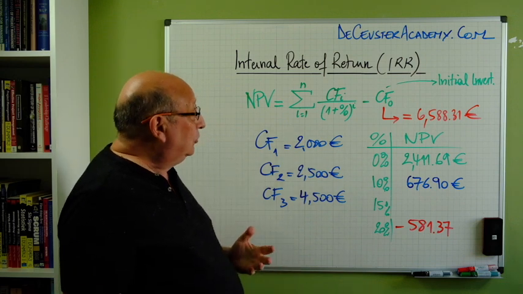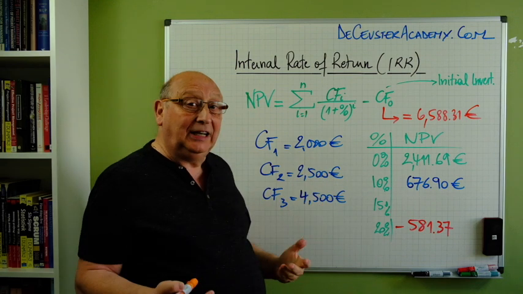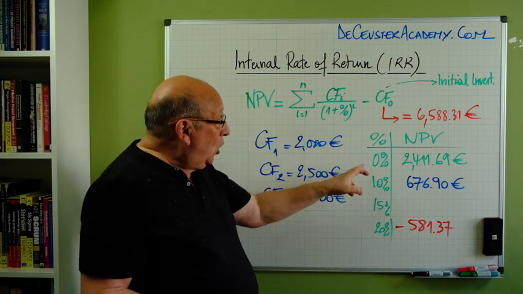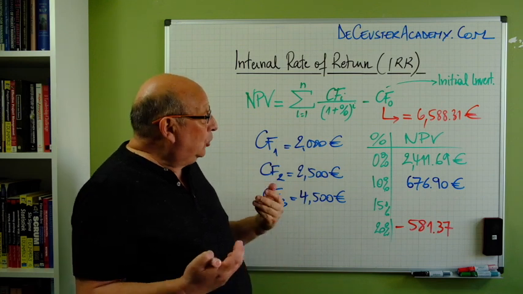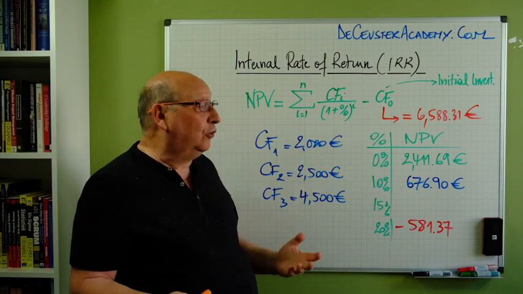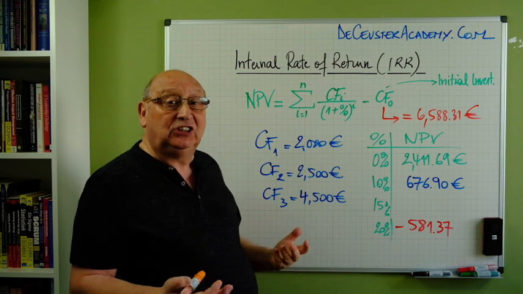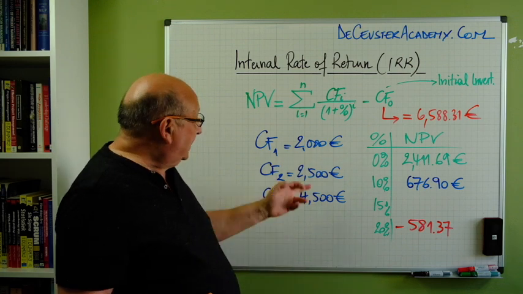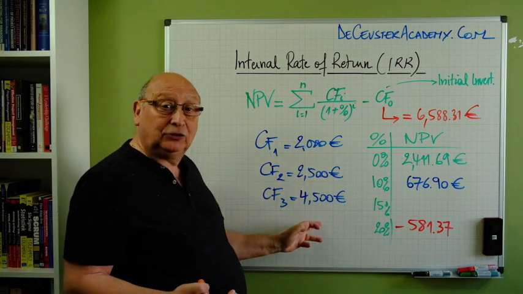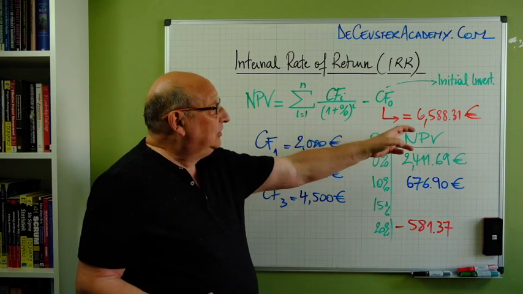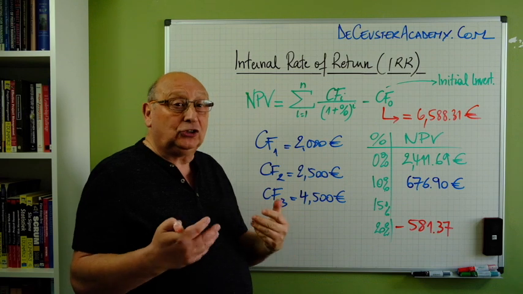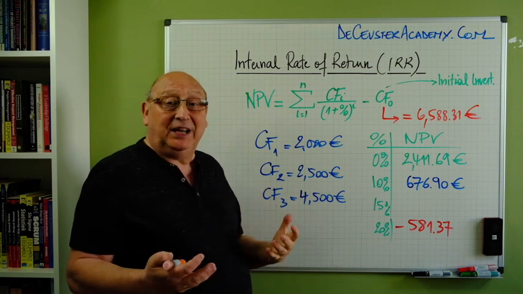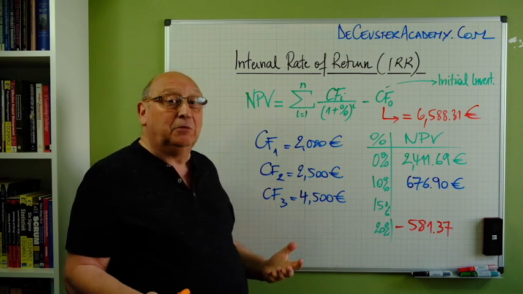Now when we look at the percentages and we calculate the net present value, we see when we have a discount rate of 0%, the net present value is 2,411.69 euro. Well, that's basically the sum of those three cash flows minus the initial investment. We don't have any discount rate, so we just disregard basically the time value of money.